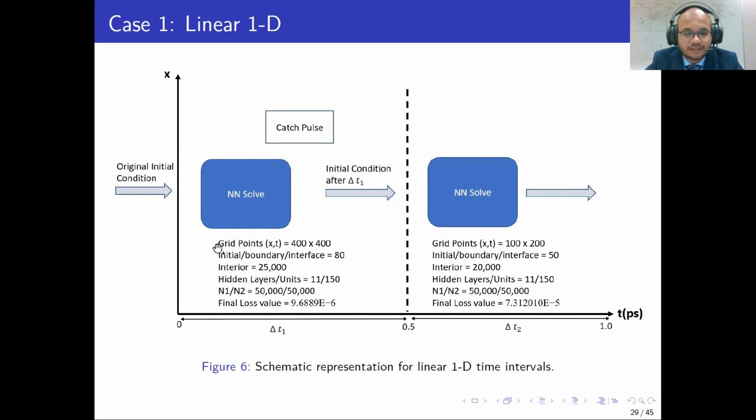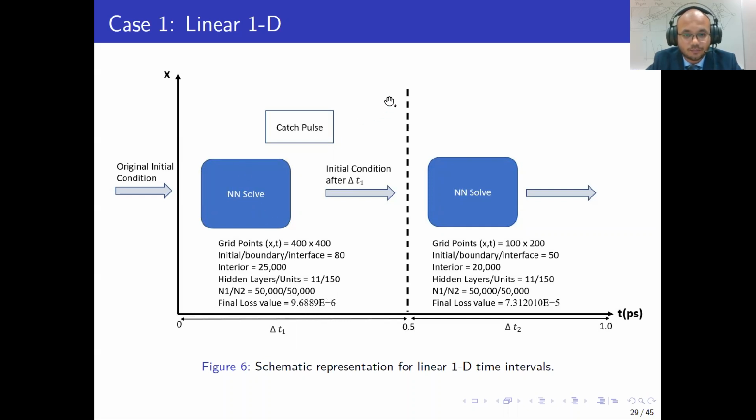For the first time interval, where the pulse occurs, we divided the grid of x and t into 400 cross 400, from where we selected 80 initial, boundary, and interface points. From the interior, we selected randomly 25,000 points, and we used 11 hidden layers with 150 units each. We ran 50,000 iterations for both Adam and LBFGS to get a final loss value of 9.6 × 10^-6.